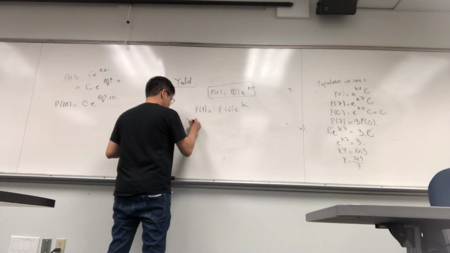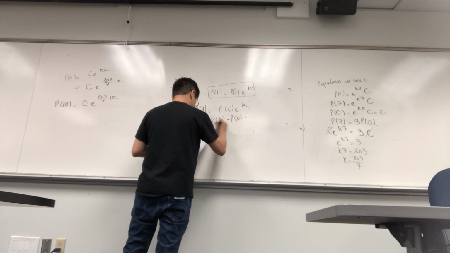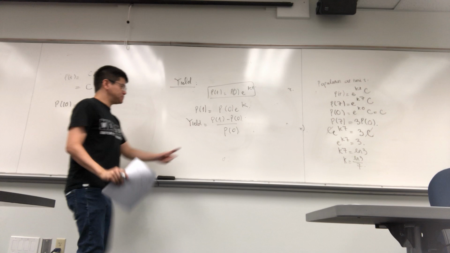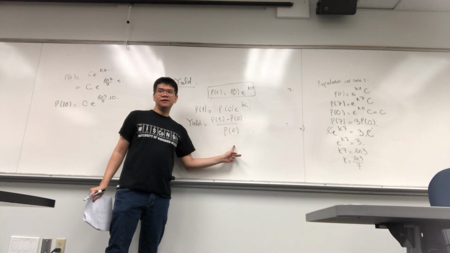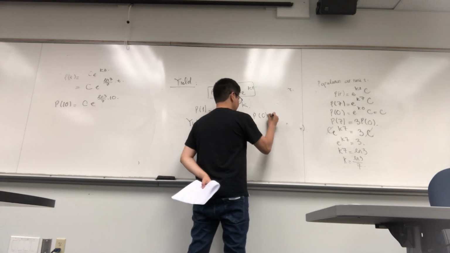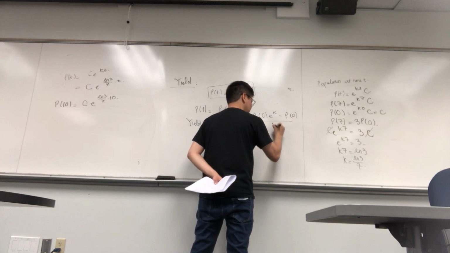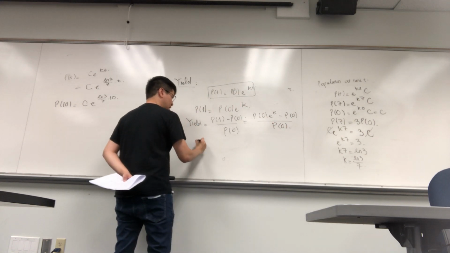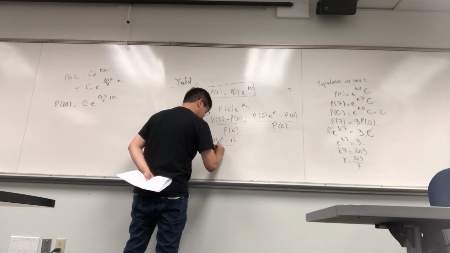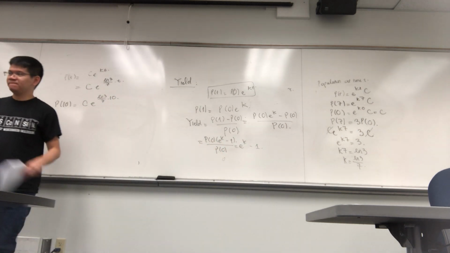So the yield will be P1 minus P0 over P0. The yield will be the difference between P1 and P0 divided by the original population, which is P0. So P0 e to the k minus P0, divided by P0. So this is P0 times (e to the k minus 1) divided by P0, and this is e^k minus 1.